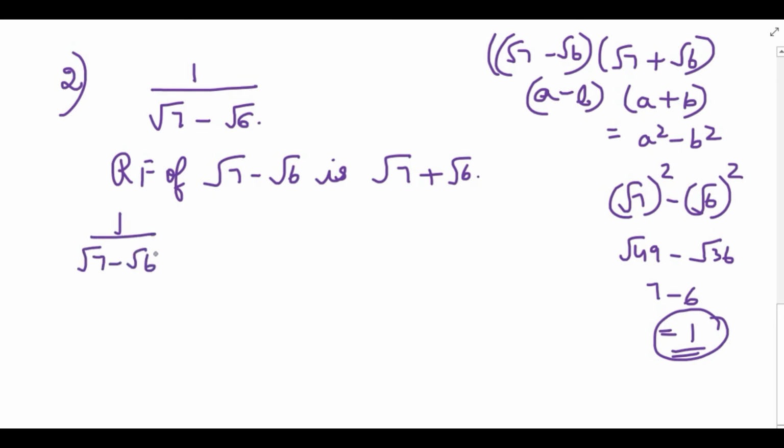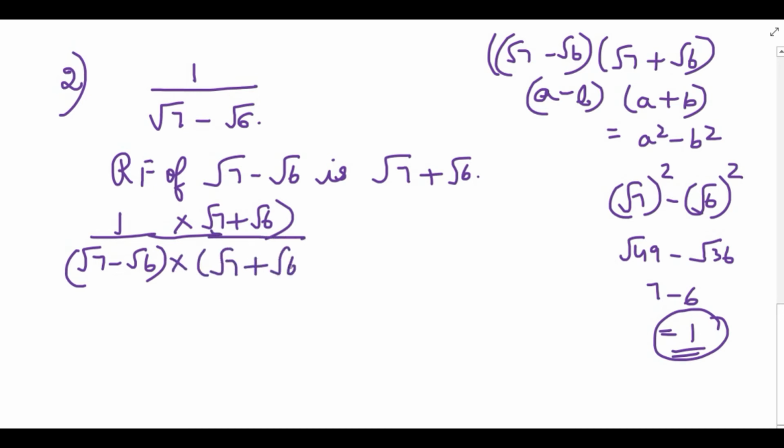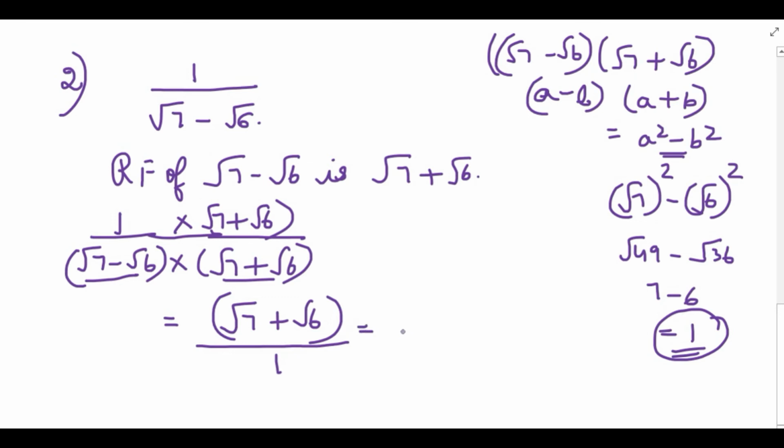This is the question they have given. I have written the question as such. Now I am going to multiply the numerator and the denominator with the rationalizing factor, that is root 7 plus root 6, which is equal to root 7 plus root 6, because 1 into any number is as such. Now this is in the form of a plus b into a minus b. Just now we got that a plus b into a minus b is a square minus b square. We have simplified, so the denominator is 1. So the answer for this is root 7 plus root 6.